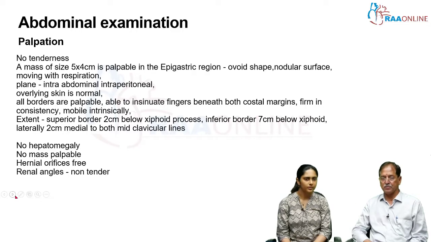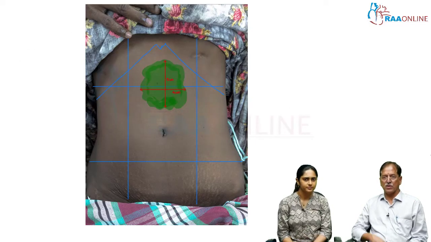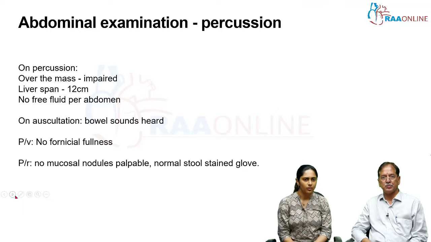Okay. Hernial orifices are free and renal angles are non-tender, sir. This is an image, sir. So as you rightly said, it's mainly occupying the epigastric region, and it is coming to your umbilical region. Yes, sir. On percussion, percussing over the mass, the tone is impaired. The liver span is 12 centimeters. There is no free fluid per abdomen.